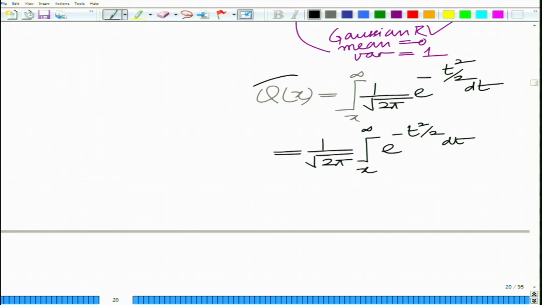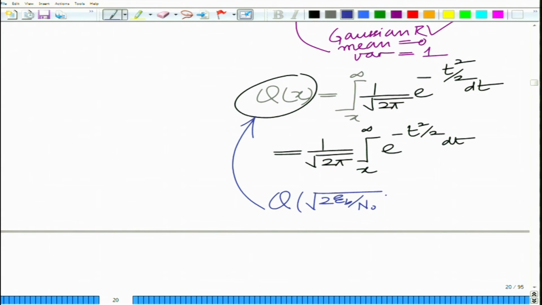Now, this Q function is very interesting, and it frequently arises in communication and signal processing, because the Q function represents the bit error rate. You might have seen the expression Q of square root of 2 Eb over N naught, which you can also write as Q of square root of SNR or 2 times SNR, depending on how you define it. So, this denotes the bit error rate of BPSK, binary phase shift keying, over an additive white Gaussian noise channel.